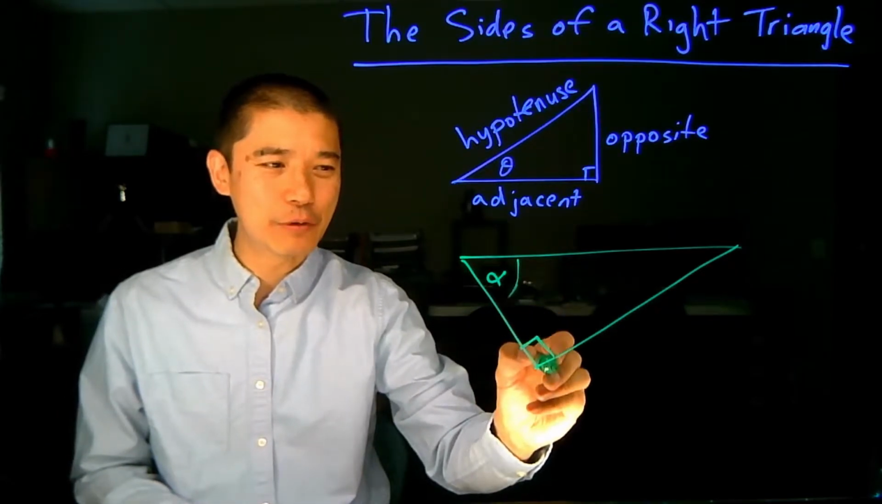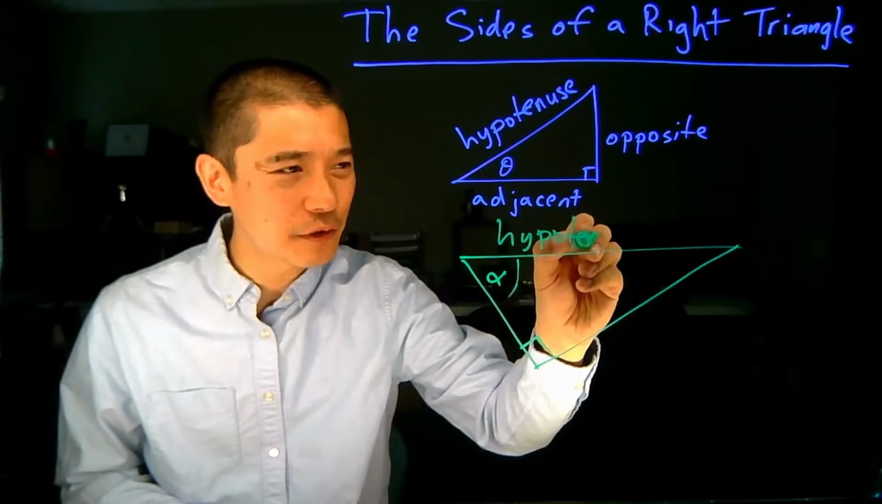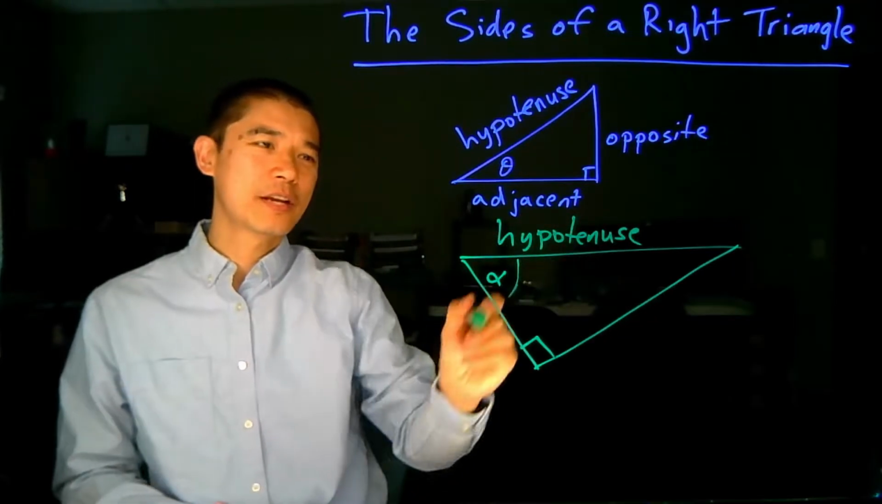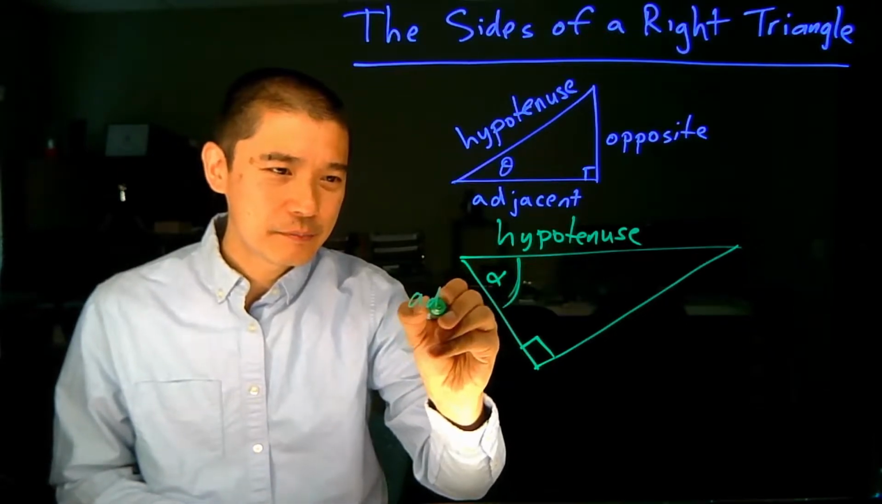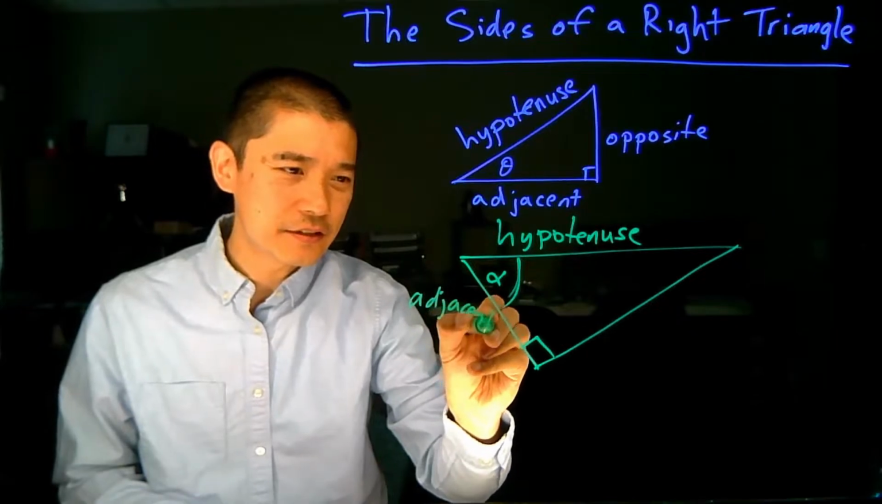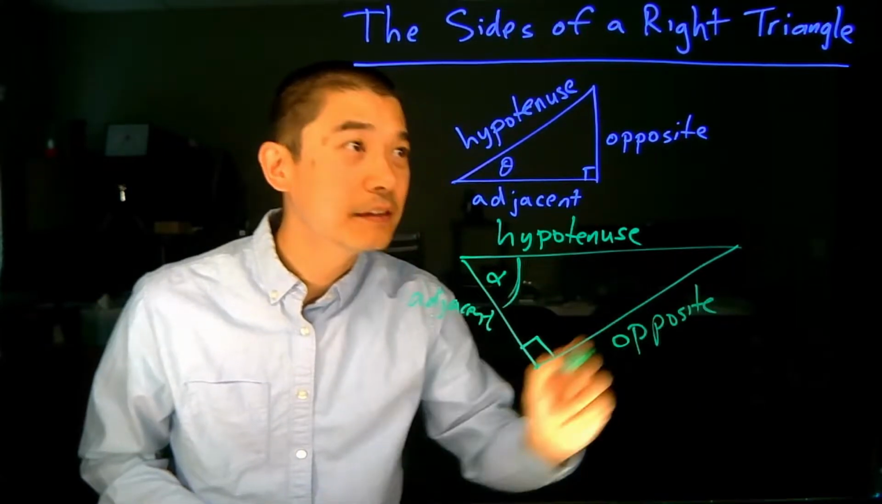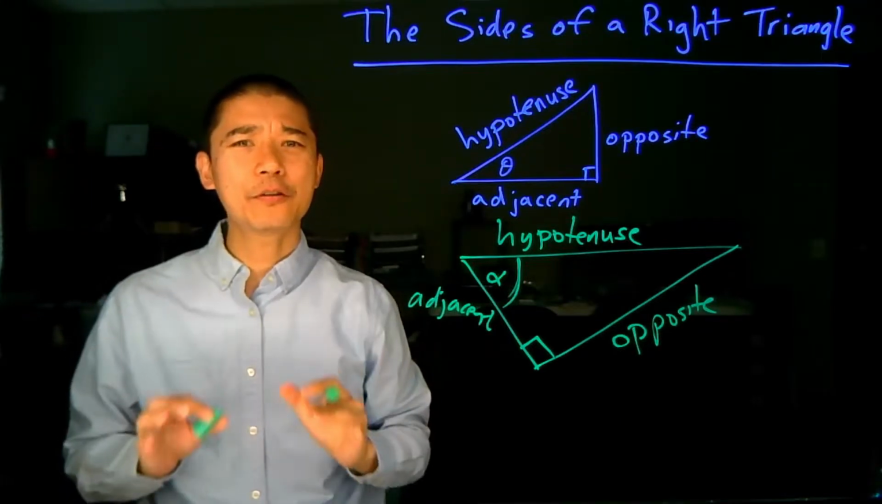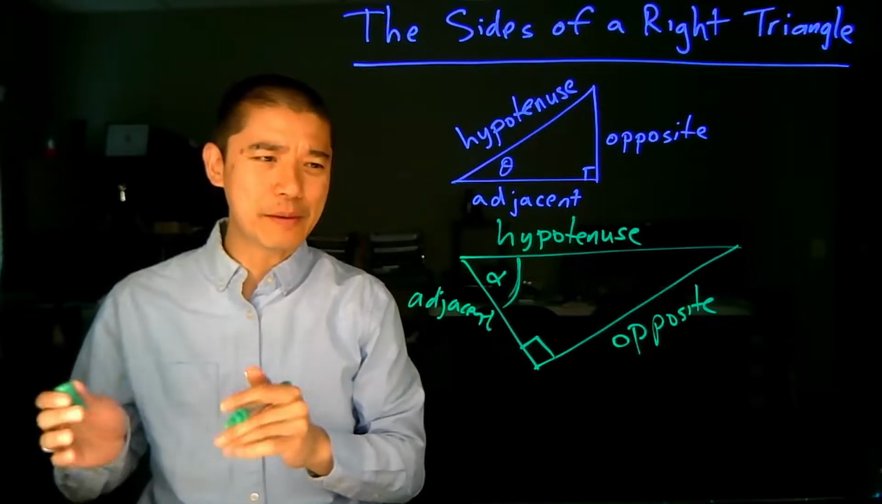Hypotenuse is always relative to the right angle. It's the longest side and it's always across from the right angle. This side right here, that's the adjacent side because it's adjacent to the angle, which makes this one the opposite side. Now this isn't particularly confusing if you take your time. But if you go too quickly, you might make mistakes.